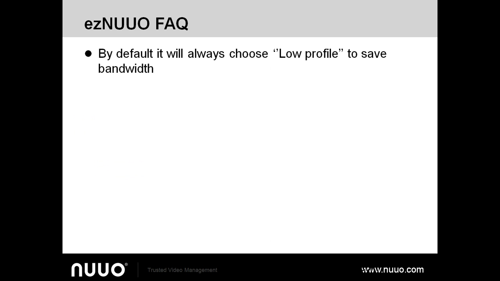Due to the need to save bandwidth, by default, it will always choose the low profile to save bandwidth. But users can still change the stream profile to original manually.